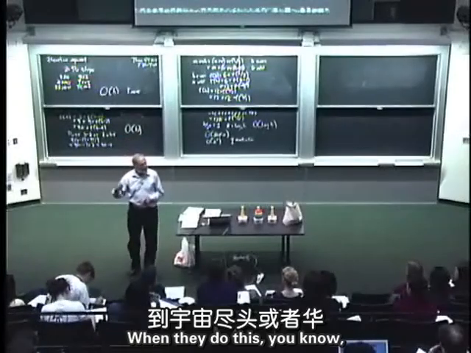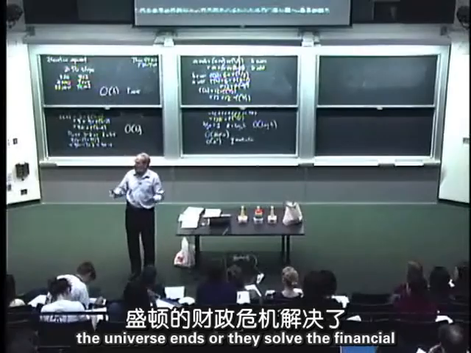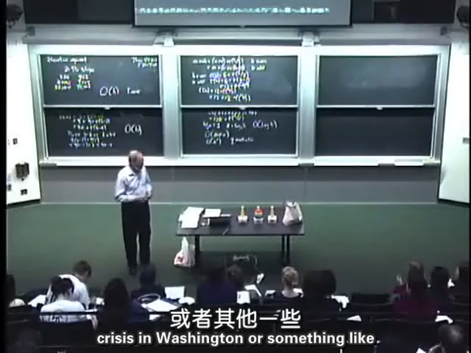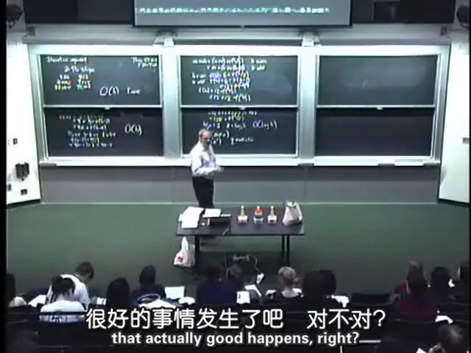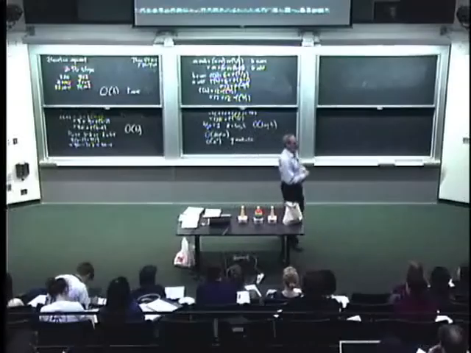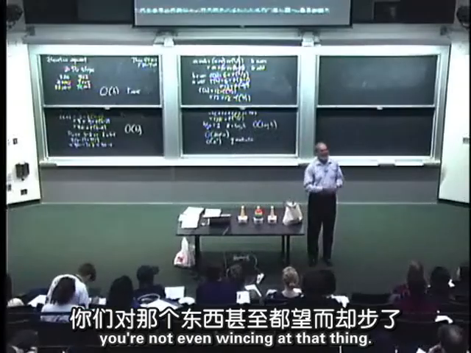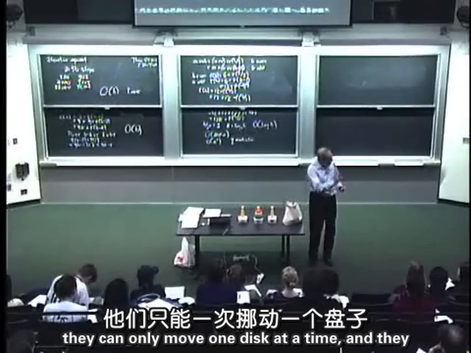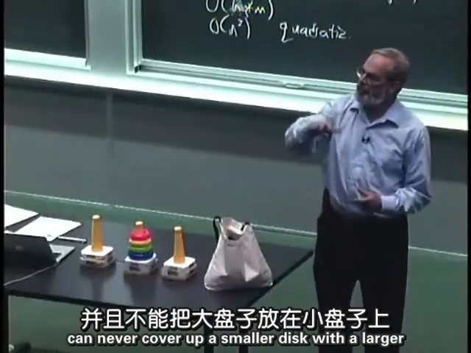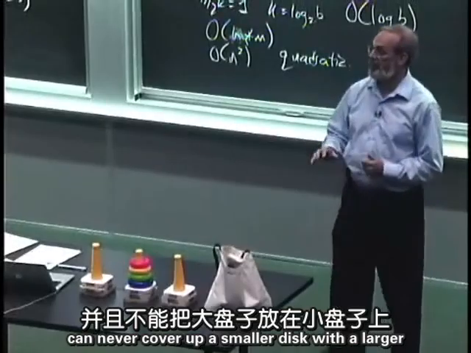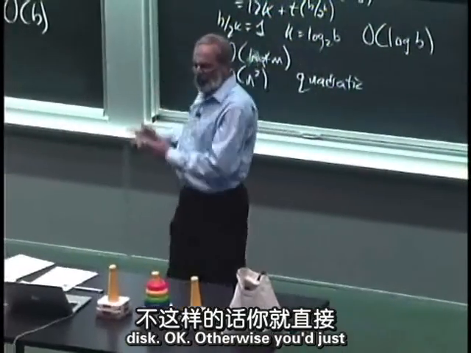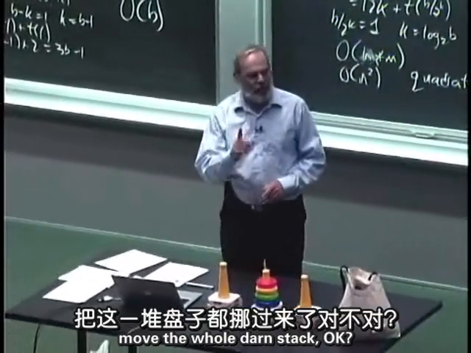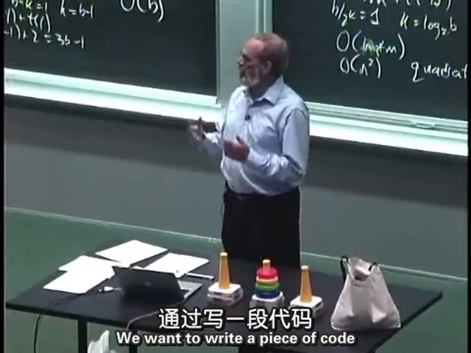When they do this, the universe ends or they solve the financial crisis in Washington or something like that, actually good happens, right? Boy, none of you have 401ks. You're not even wincing at that thing. All right. The rules, though, are they can only move one disk at a time, and they can never cover up a smaller disk with a larger disk. Okay, otherwise you just move the whole darn stack, okay? So we want to solve that problem for them. We want to write a piece of code that helps these guys out.